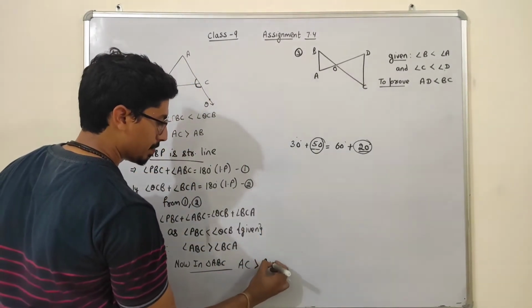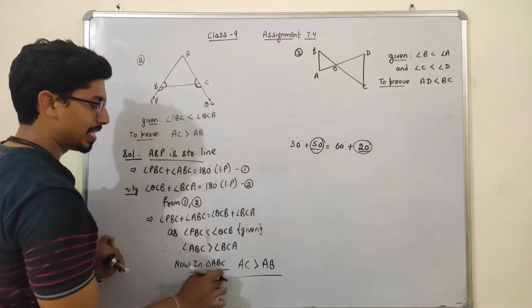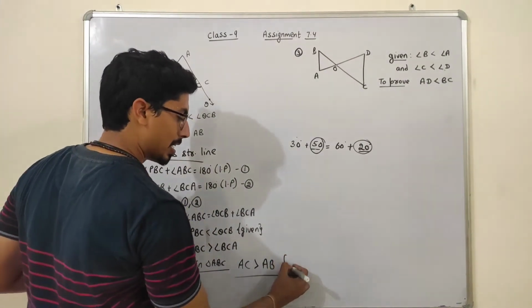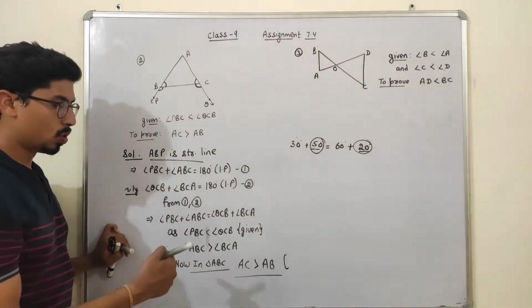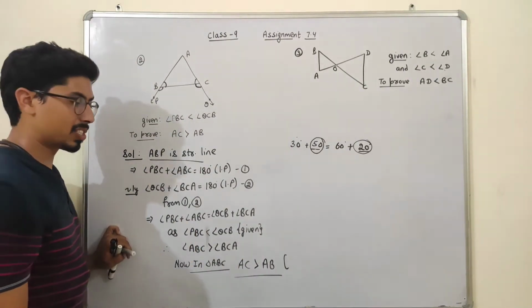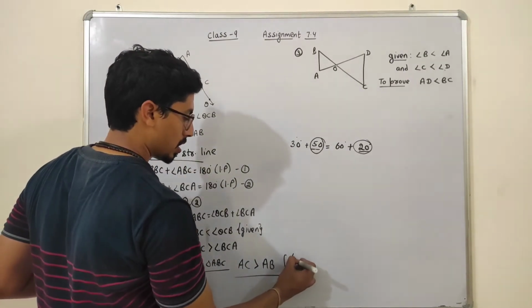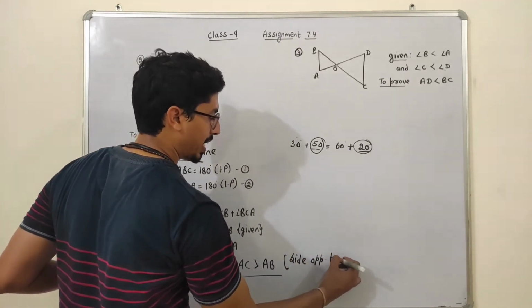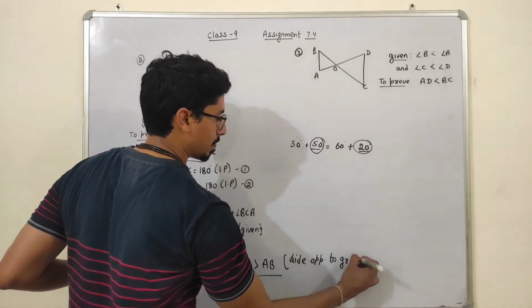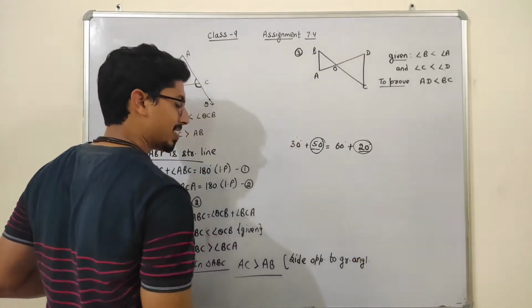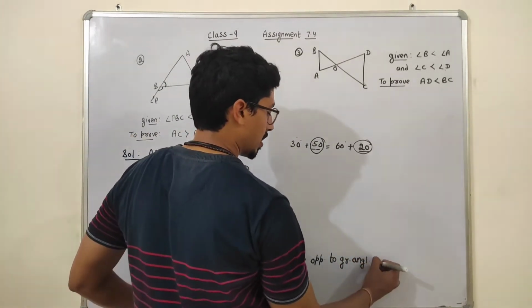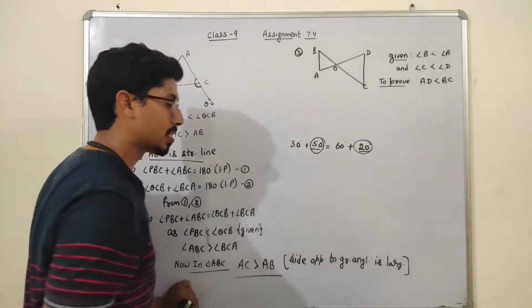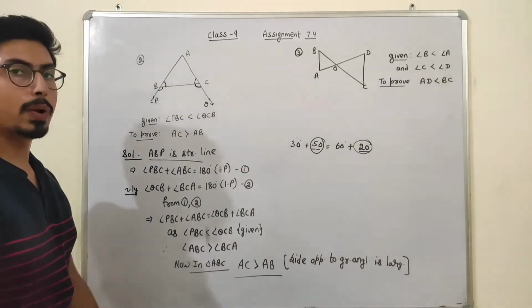So AC is greater than AB, this I have to prove, and the reason is the side opposite to the greater angle is largest. Side opposite to the greater angle is largest, or you can say longer, larger. Okay, students, so this is our required answer.